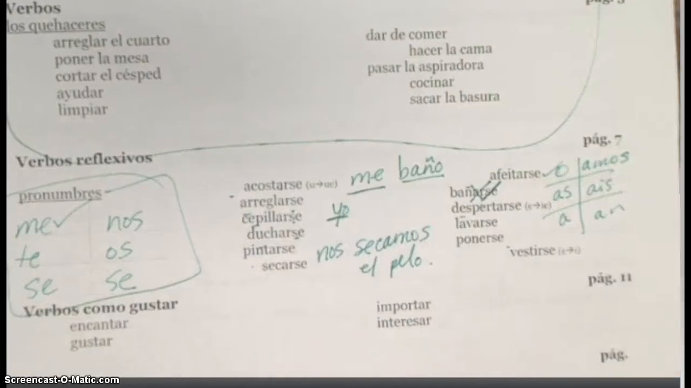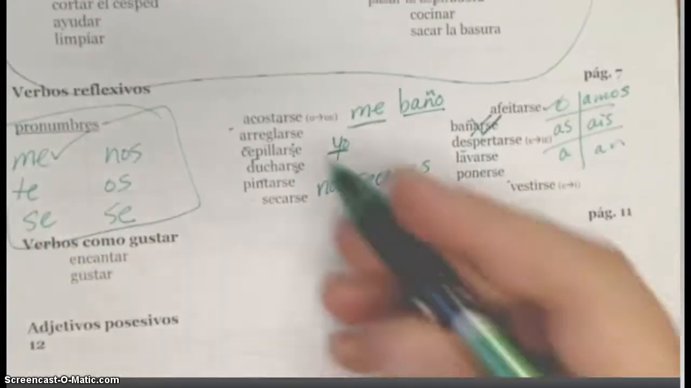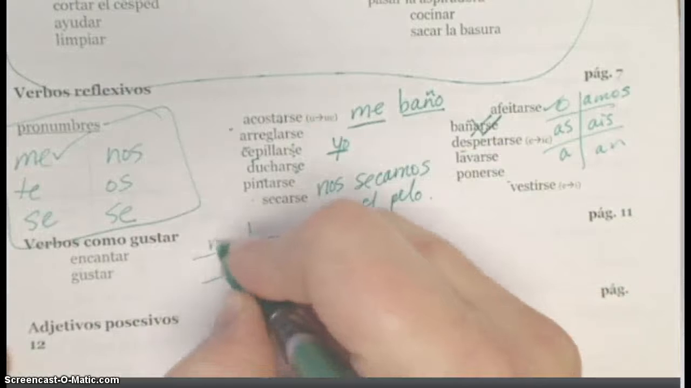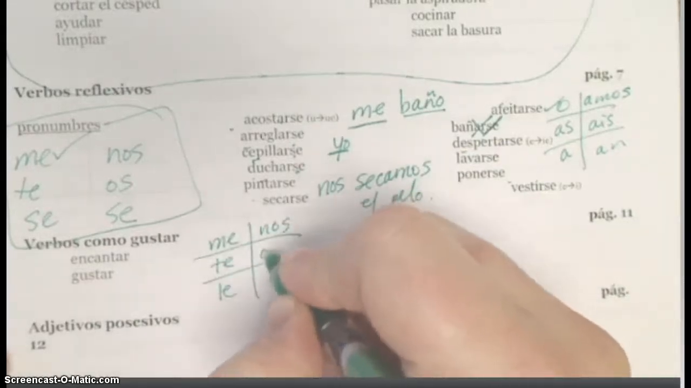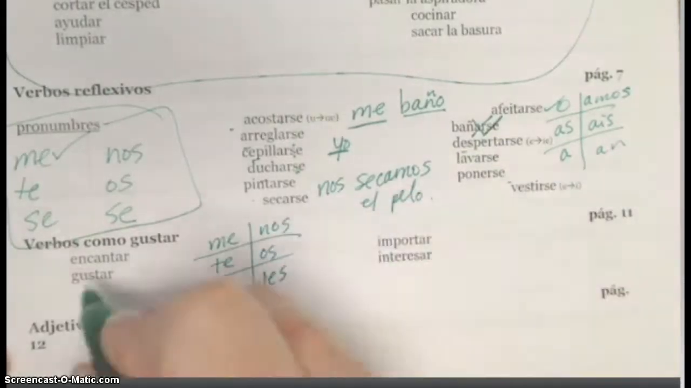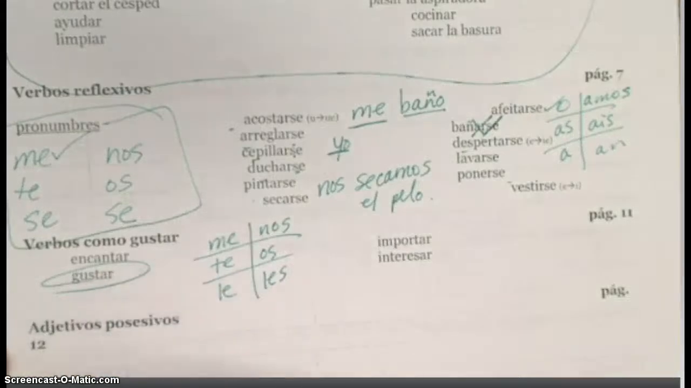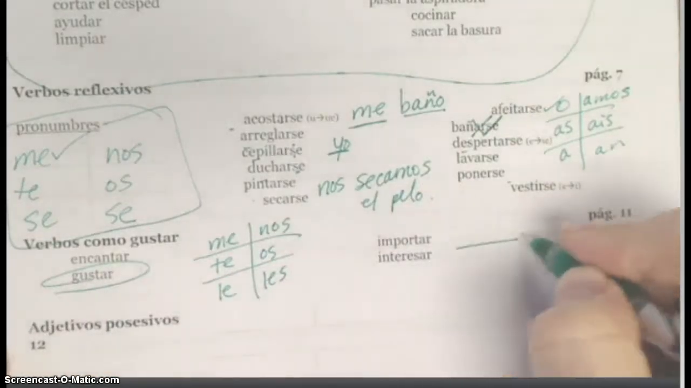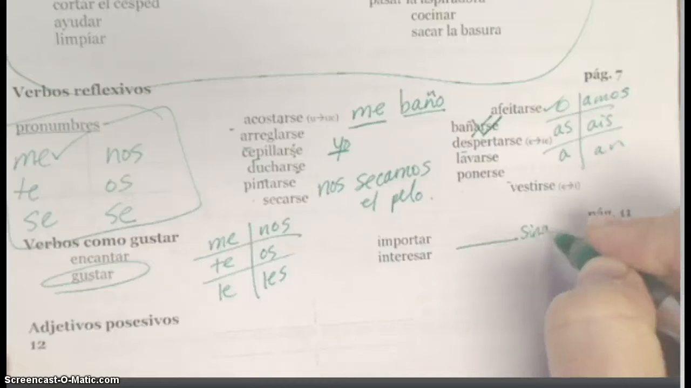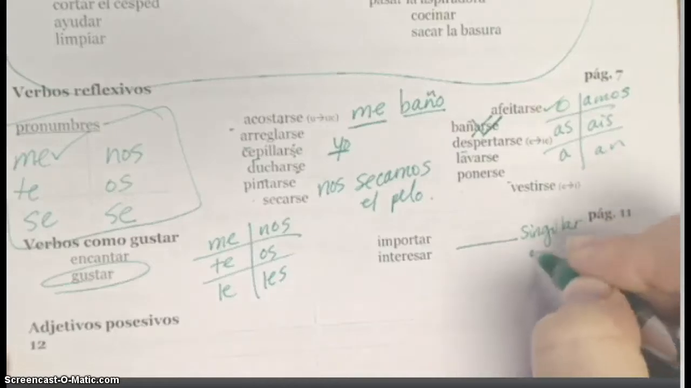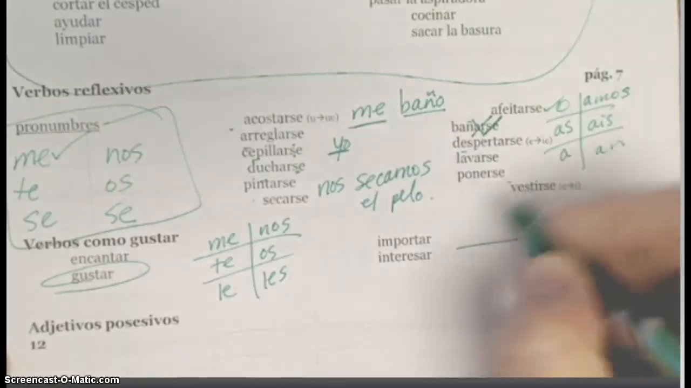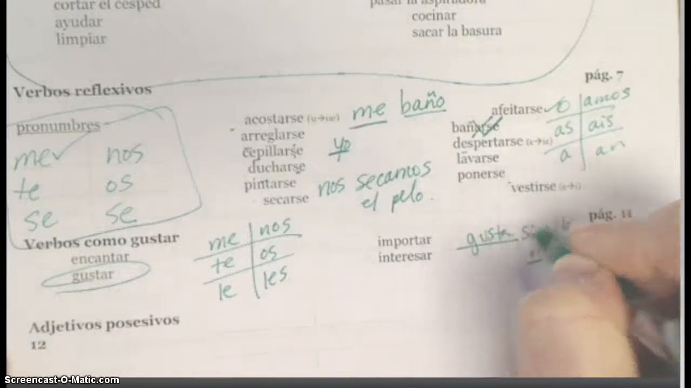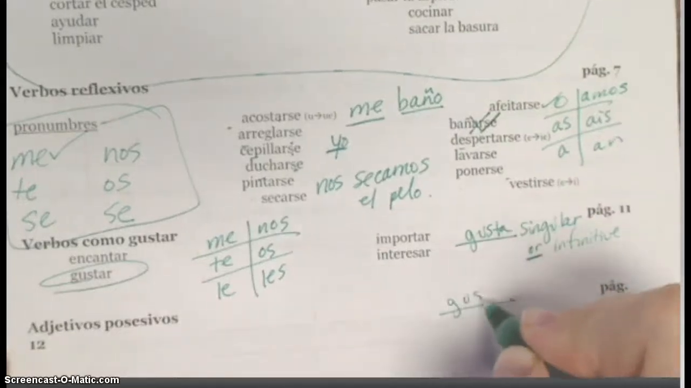All right, verbs like gustar are going to use the indirect object pronouns me, te, le, nos, os, and les. And that's going to come before the verb gustar on your test. So if the thing following gustar is singular or the infinitive, then it will be gusta. If it is plural, it will be gustan.